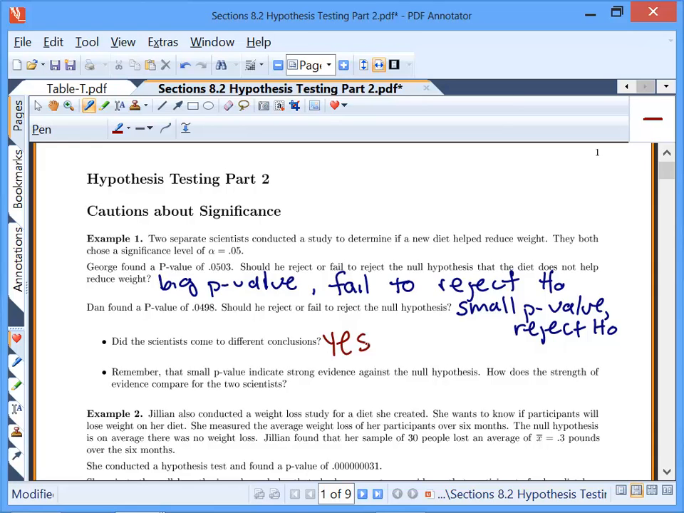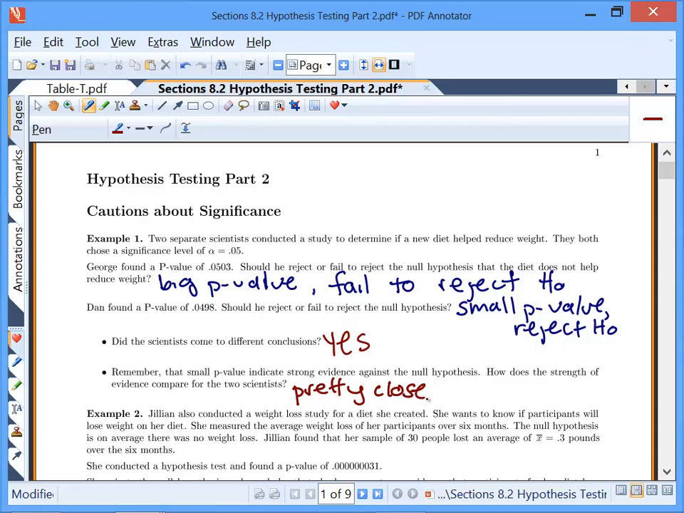But I mean, what's the difference between 5.03% probability and 4.98% probability of getting your test statistic or something more extreme if the null hypothesis were true? It doesn't seem like those p-values were very different. Remember that a small p-value indicates strong evidence against the null hypothesis. So how does the strength of evidence compare for the 2 scientists? One has a p-value of 0.0503, one has a p-value of 0.0498. So shouldn't the strength of that evidence be fairly similar for those 2 people? It should be pretty close.